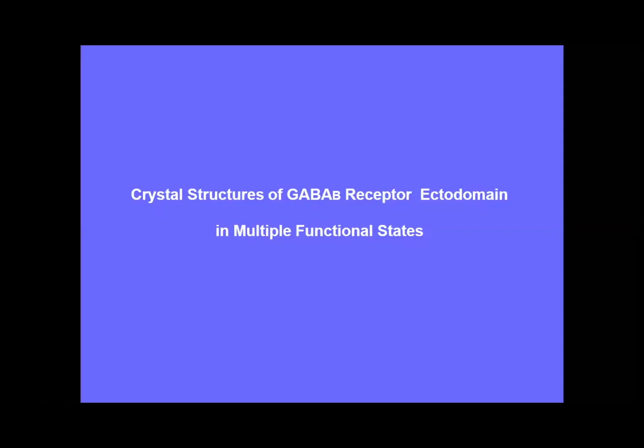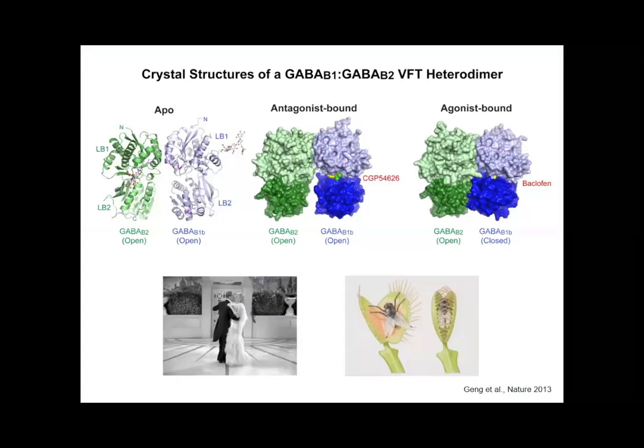Previously, we solved crystal structures of the extracellular VFT module of GABAB receptor in multiple functional states. As shown here is the GABAB VFT module in the apo form, bound to an antagonist and bound to an agonist. Each subunit has a Venus flytrap-like architecture and consists of the LB1 and LB2 domains. Both the agonist and antagonist bound in the crevice between the LB1 and LB2 domains of GABAB1 subunit.